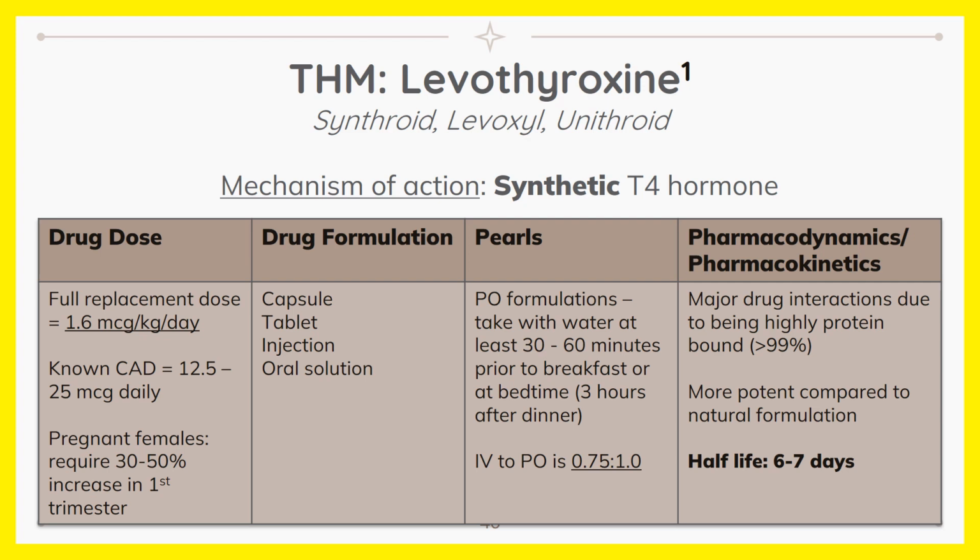Additionally, levothyroxine has major drug interactions just because it is highly protein bound, and it is a more potent formulation due to it being synthetic, compared to its natural formulation. And a unique aspect is its long half-life of 6 to 7 days. So in the guidelines, it is also noted that given its long half-life, patients can safely be advised to make up for any omitted doses. And the best thing a patient can do is use a weekly pill box, just to make sure it's helpful for identifying any omitted doses.